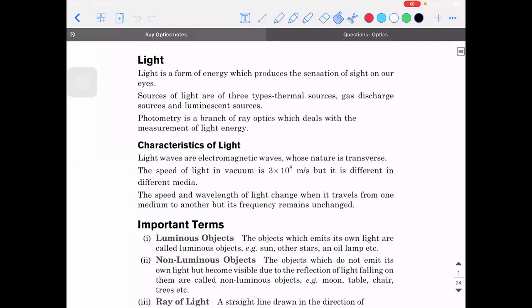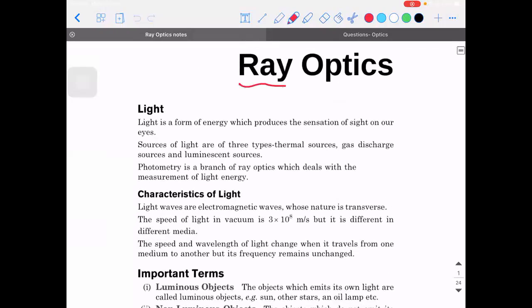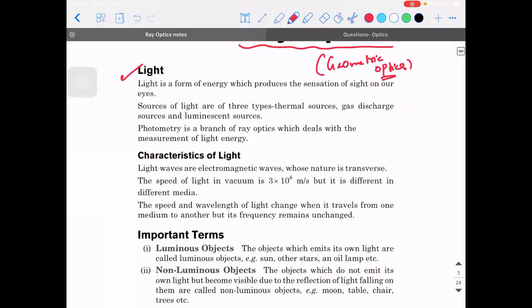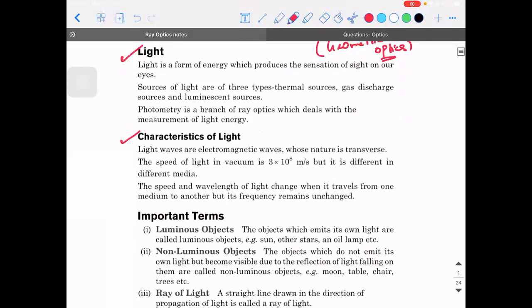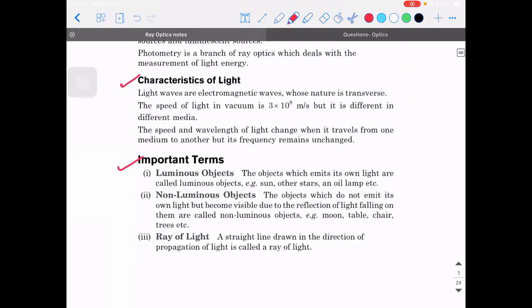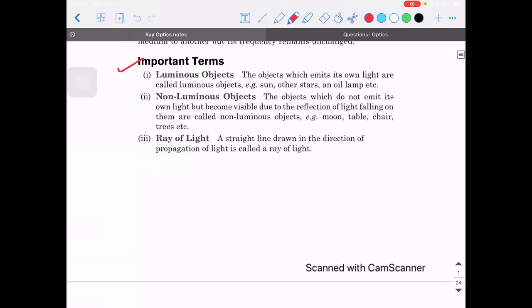Sir, we'll get started, right? Listen. Harish, you're there? Yes, sir. Okay, so we'll get started. Listen. So ray optics basically has another name. What is it? It is also called geometric optics, and you have been reading this chapter since your 10th standard. You know what light is? You know what the characteristics of light are? You know what all the important related terms are, right?